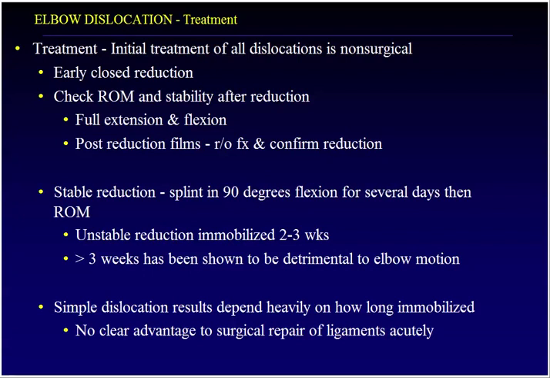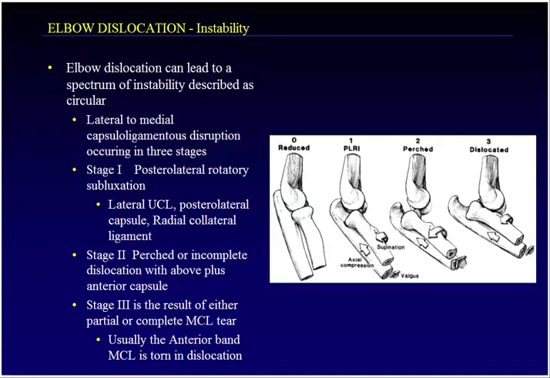If you immobilize them greater than 3 weeks, that has been shown to be detrimental with long-term functional outcomes, with increased risk of significant elbow stiffness. So simple dislocation results depend heavily on how long they're immobilized. Again, with the adult elbow, it's almost never indicated to immobilize the adult elbow greater than 2 weeks, and that's kind of a thing you want to remember. And there's no clear advantage to surgical repair of either the medial or lateral ligaments acutely in simple dislocations.